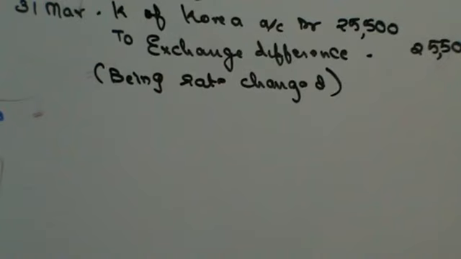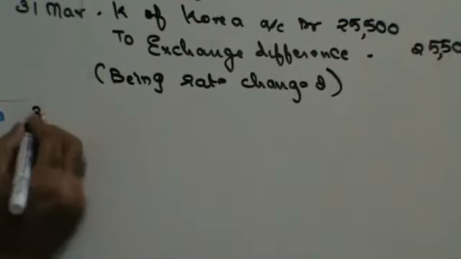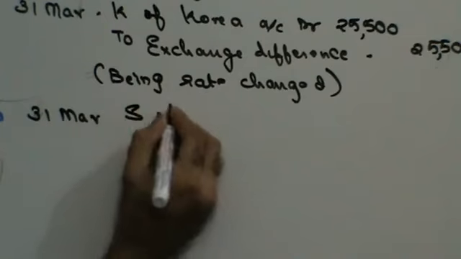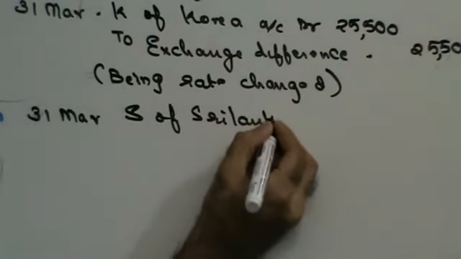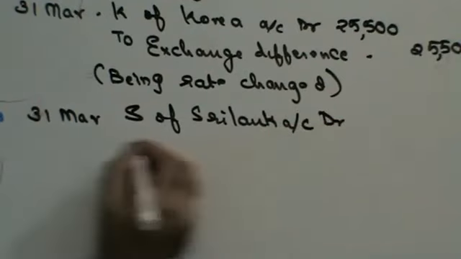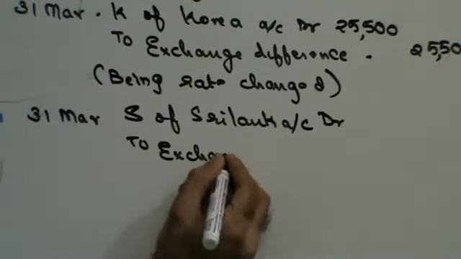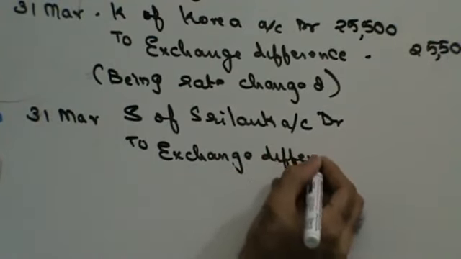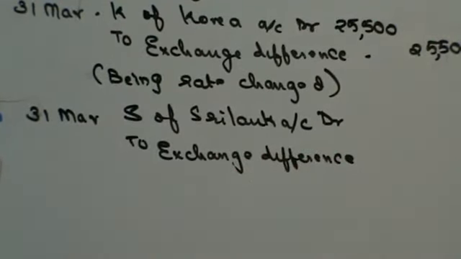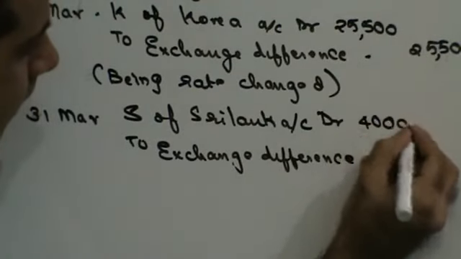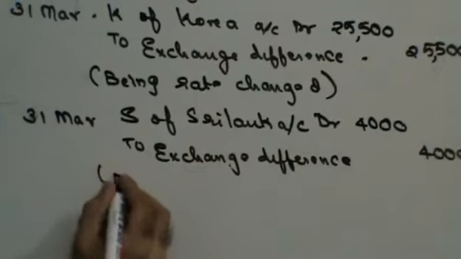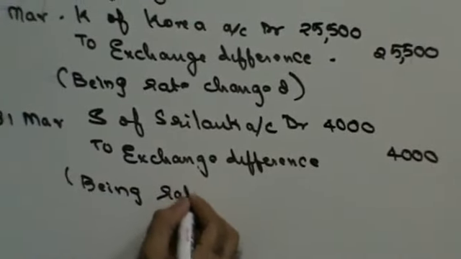Now, I will make that profit on the payment that he has yet not made. He has not made a payment of $20,000. So on that $20,000, I will make a profit of 20 paisa per dollar. Profit means exchange difference should be on the credit side. So this will be 31st March. S of Sri Lanka account debit to exchange difference, 20 paisa per dollar on $20,000, 4,000 rupees, being rate changed.